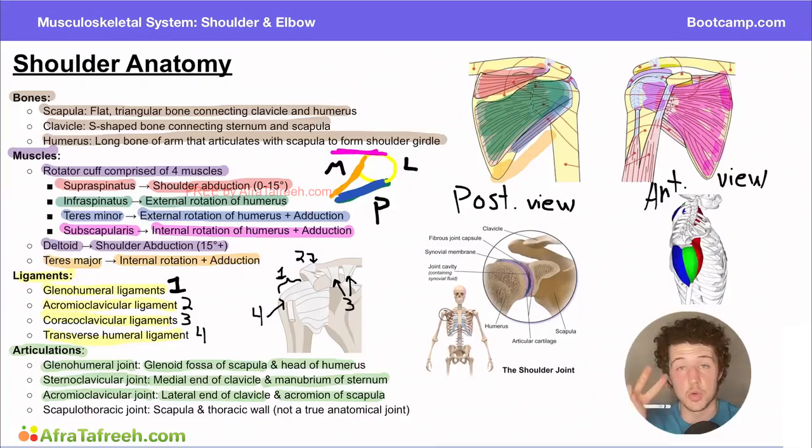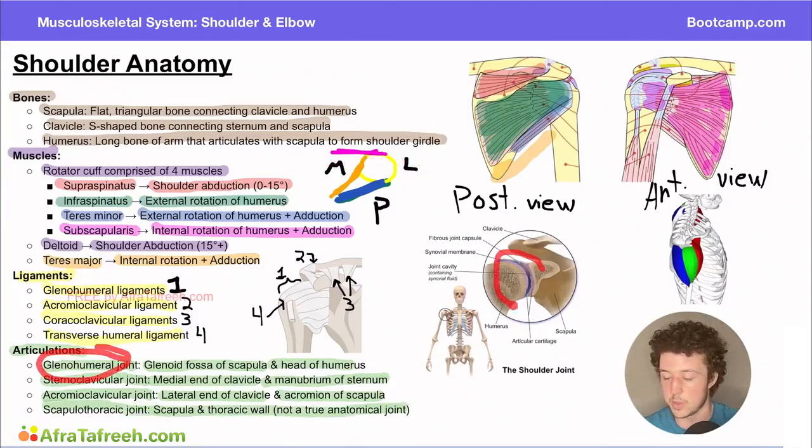And the last joint we'll talk about will be the scapulothoracic joint, which is between the scapula and thoracic wall. But importantly, this is not a true anatomical joint. Anatomical joints, like the glenohumeral joint, typically have things like cartilage and ligaments to anchor the bones together. But the scapulothoracic joint doesn't have those, so we really just consider it a physiological joint. All right, let's do a recap, and then we'll do a practice question together.